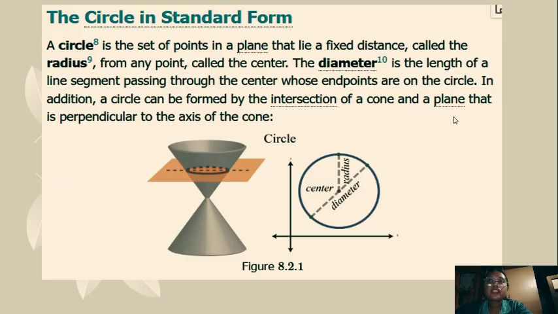So we understand how conic sections are formed. Let's focus on one specific shape, which is the circle. This slide introduces the circle in its standard form and how it relates to conic sections. A circle is a set of points in a plane that are all at a fixed distance, called the radius, from a central point known as the center. The diameter is twice the radius and is the longest possible chord of the circle.